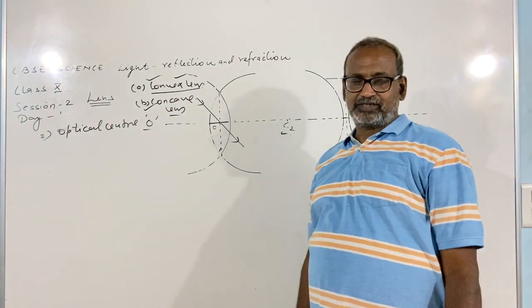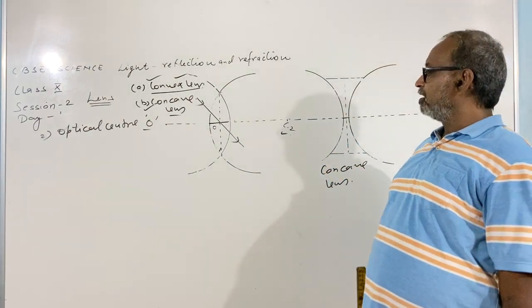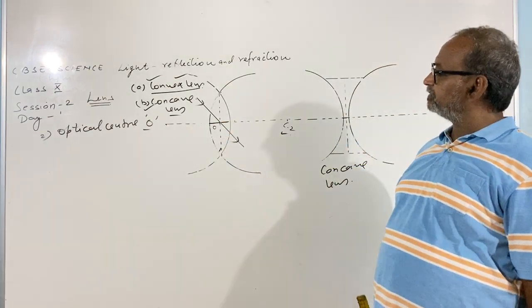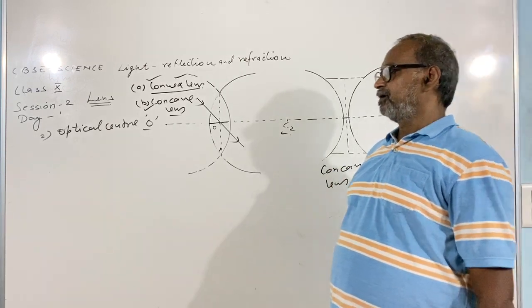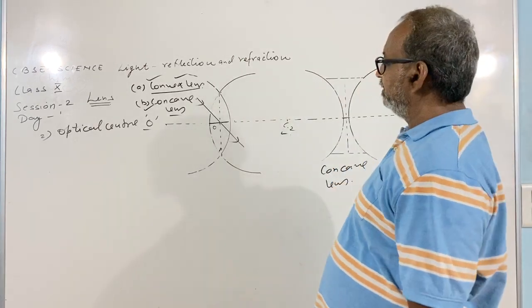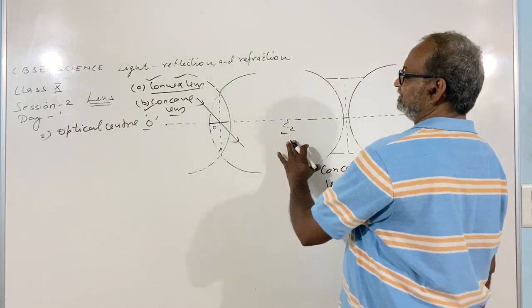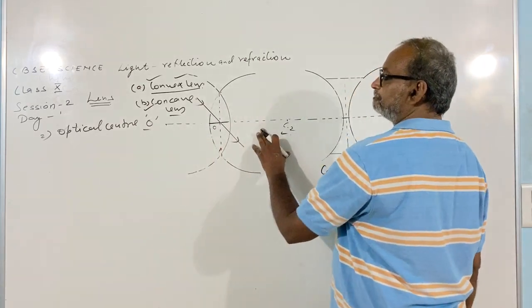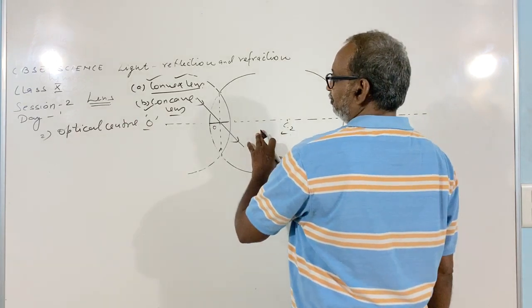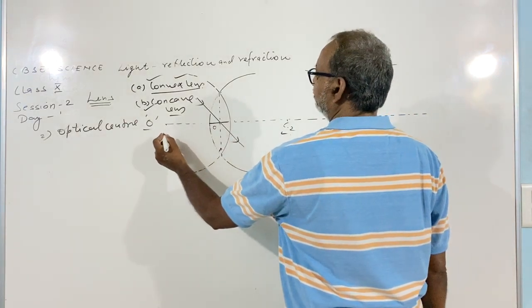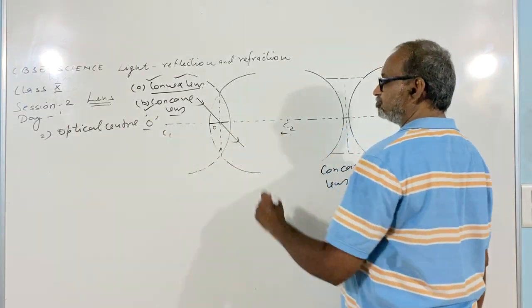Now, before I discuss optical center, let us define principal axis. Principal axis actually is an imaginary line which joins centers of curvature C1 and C2.